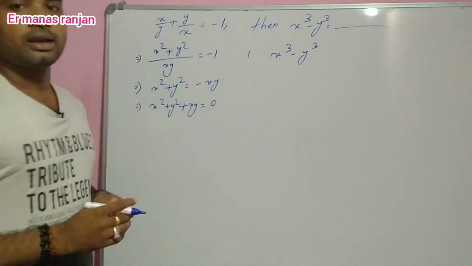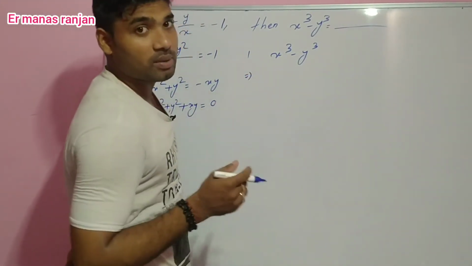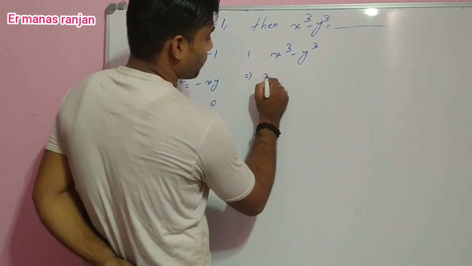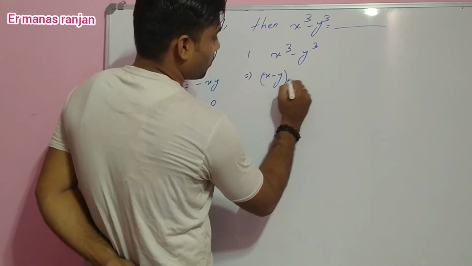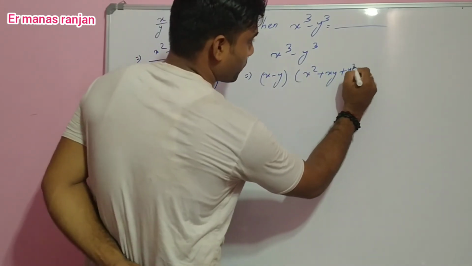We know the a³ - b³ formula: (a - b)(a² + ab + b²). Similarly, x³ - y³ = (x - y)(x² + xy + y²). Okay?